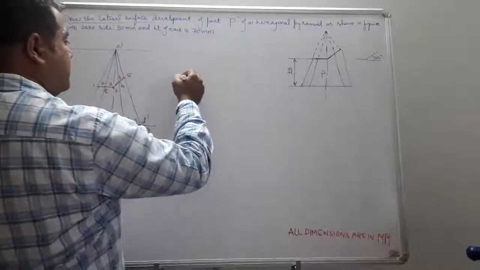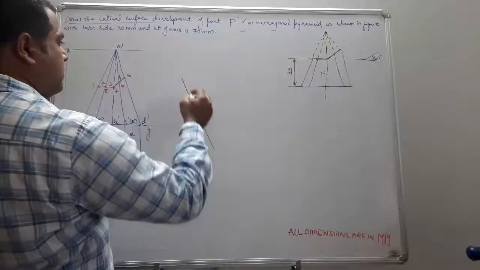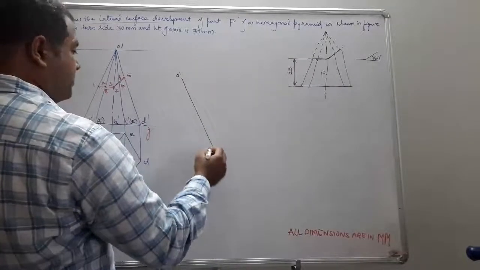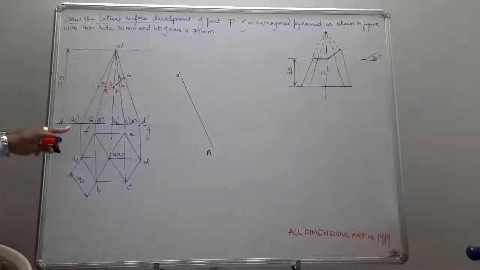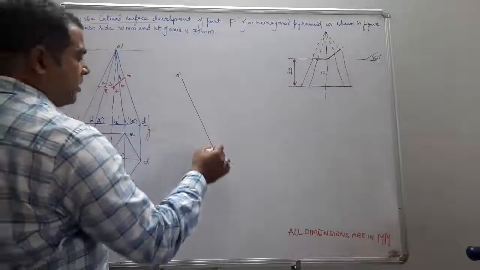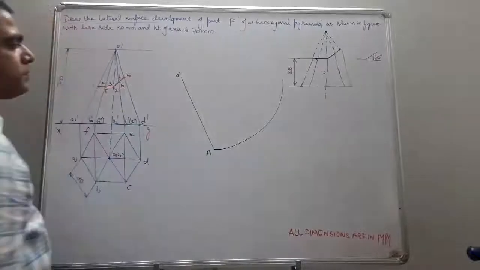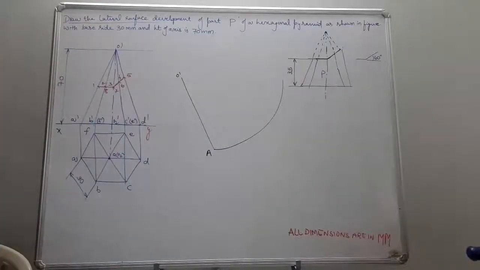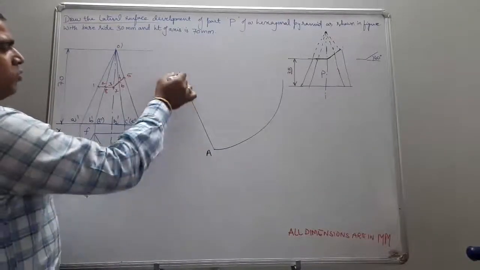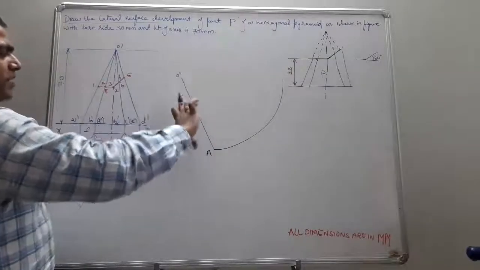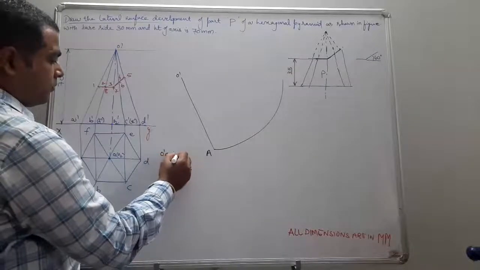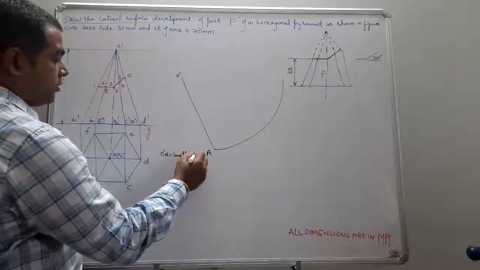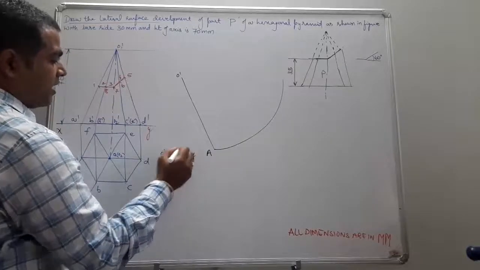Let us consider this is O dash, this is A. Let us consider O dash A dash as radius, and with radius of O dash A, with O as center, draw an arc. What is this O dash A? O dash A is equal to the length of the true slant edge.